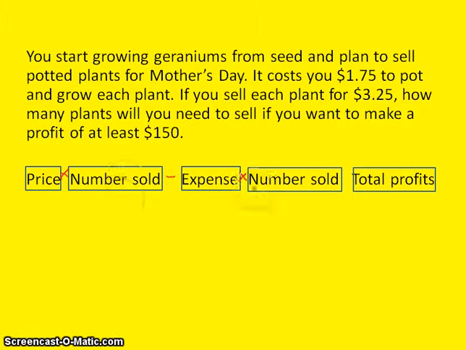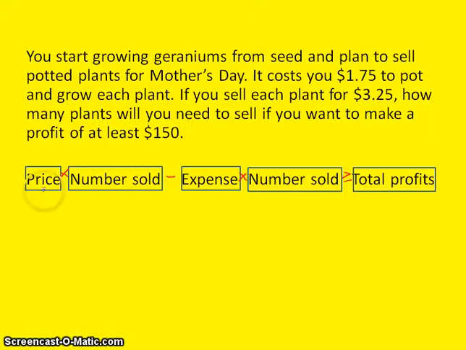But we want this number over here, kind of the money we're left with, to be greater than or equal to our total profits, because we want to make at least $150. So if we make more, that would be awesome. If we make 150, we're happy. So that's why I want greater than or equal to.